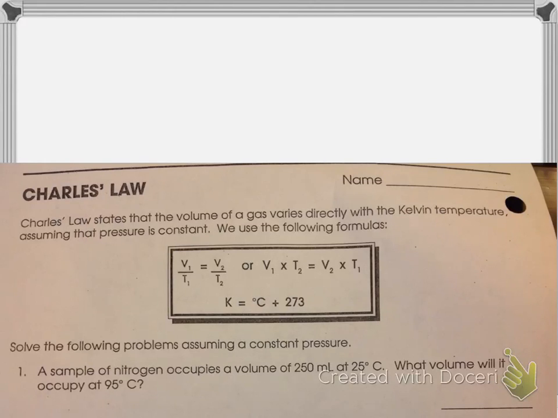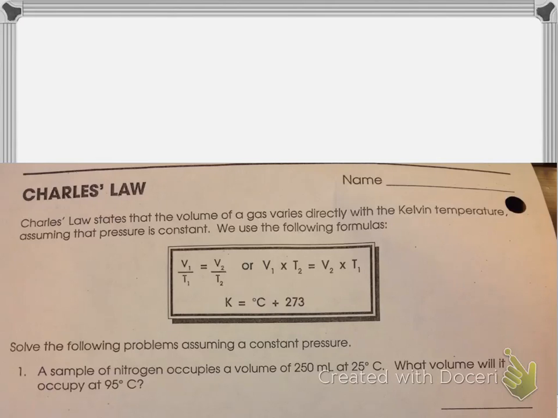For Charles's law problems, we're going to do essentially the same thing we did for Boyle's law, except we're applying it to a different formula. The steps, however, are still essentially the same. The best thing to do is to start out with what you are given, write out a list, and then plug that into your equation.